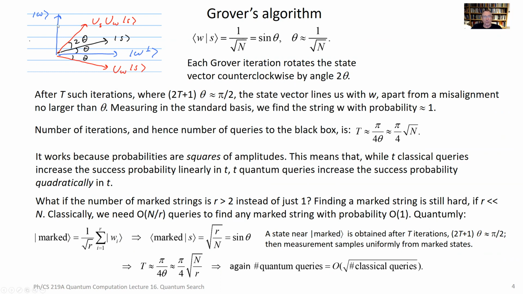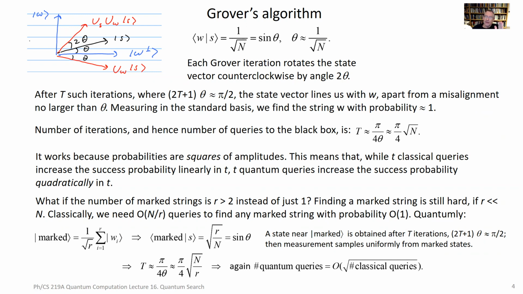We want W, so when we measure, we'll find that string. Every time we do an iteration, we increase the rotation angle by 2 theta. So we want the total number of iterations that we do, which I've called capital T, times 2, plus 1, which is the initial angle, all that times theta, to be as close to pi over 2 as we can get. And theta is small, so each time we're rotating just a little bit.